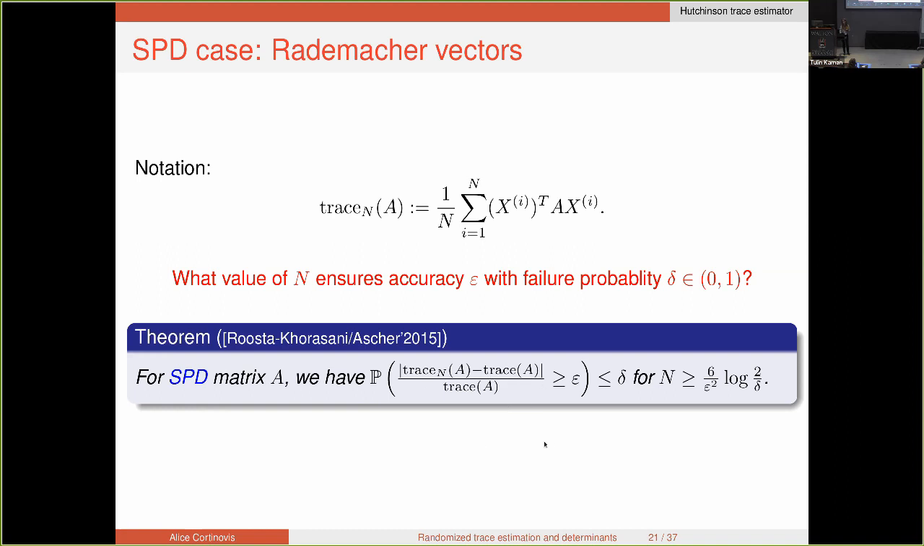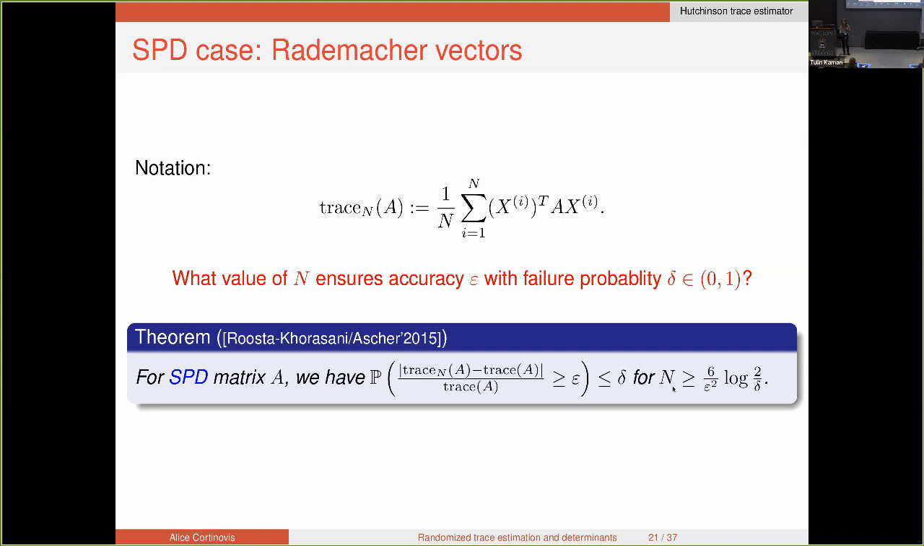This is not possible for indefinite matrices because an indefinite matrix could be non-zero, but its trace is 0. Even in that case, if you do the Hutchinson trace estimator, it doesn't tell you that the trace is 0. You would divide by 0, you cannot do that. But this is a result for symmetric positive definite matrices.